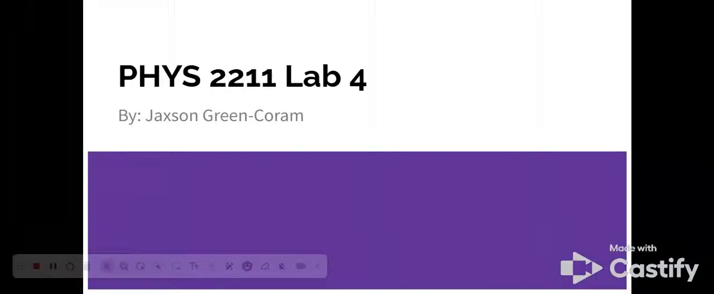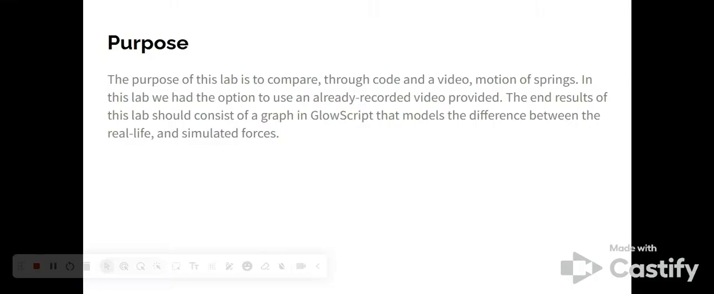This is Physics 2211 Lab 4 by Jackson Green Quorum. Purpose of this lab is simple. We're going to compare through code and a video the motion of a spring mass system. In this lab we had the option to use an already pre-recorded video, so that's what I went with.